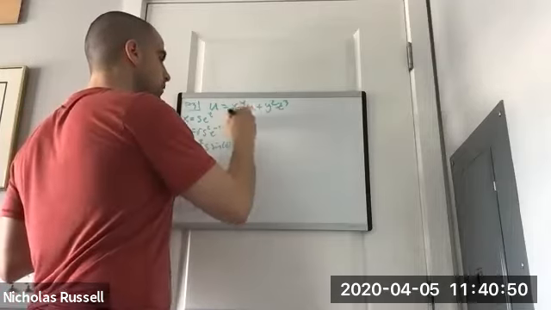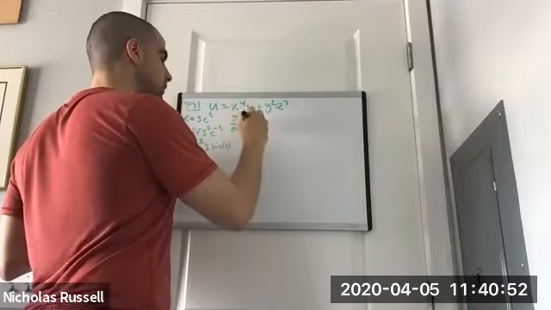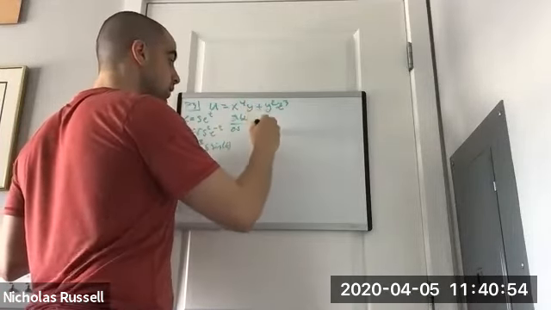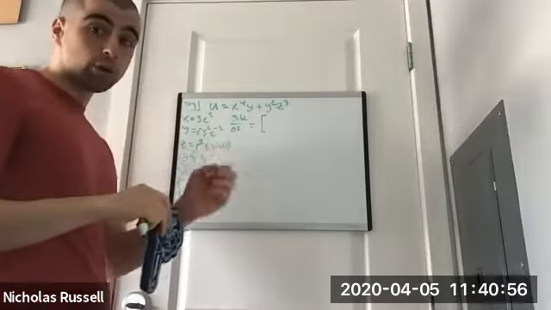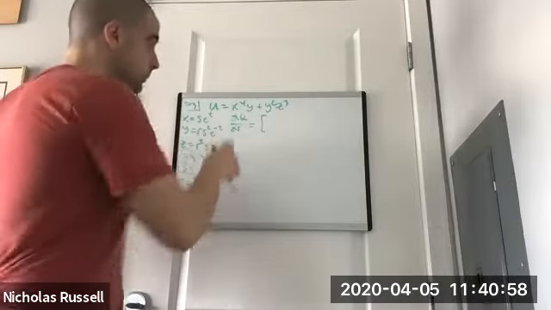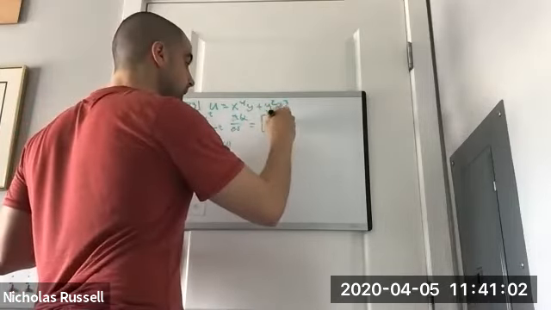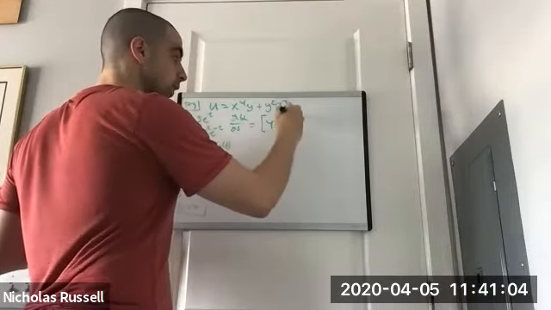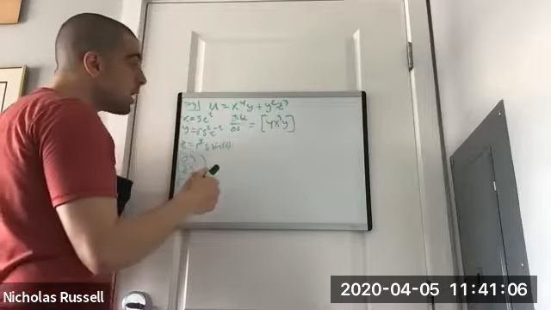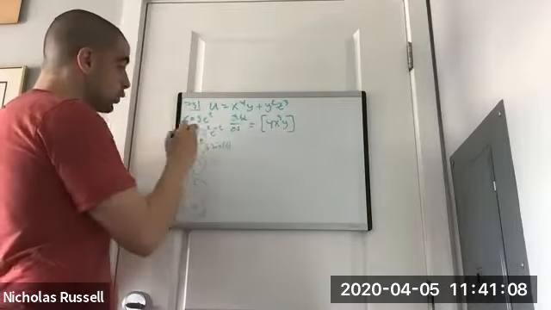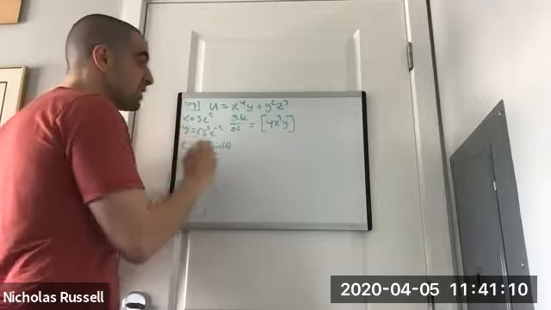So du ds is going to be equal to, the first thing I had was the partial of u with respect to x, which is just 4x to the third y. This guy goes away because there's no x dependence. And then I multiply it with dx ds. So the derivative of x with respect to s is just e to the t. Okay.